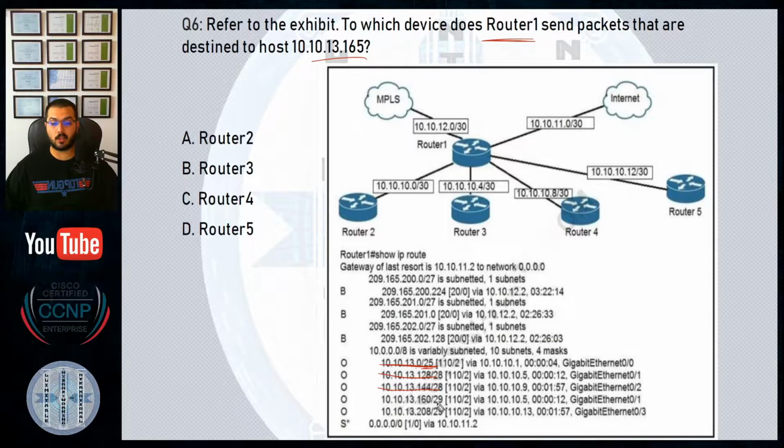160/29 means that the increment value is 8, so this one ends with 167. And 165 is included, so yes, this one is good. Maybe there is another choice. 208 is not there, it's far beyond that, and there is no need for a static default route because it's there already. So this one wins, and its next hop is Gigabit Ethernet 0/1, which has the IP address of 10.10.10.5.